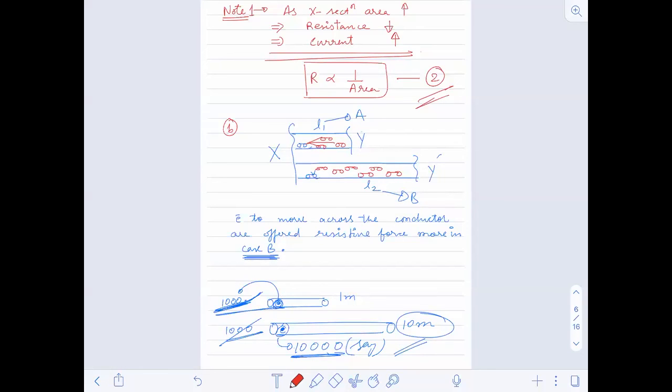So listen, Harit, when a conductor is connected to a battery or any source, this electron moves in a straight line, in a particular path. That path is important. So it has a definite motion. But when it is not connected to a battery, it moves in a zigzag way, and its net displacement is zero in that case.